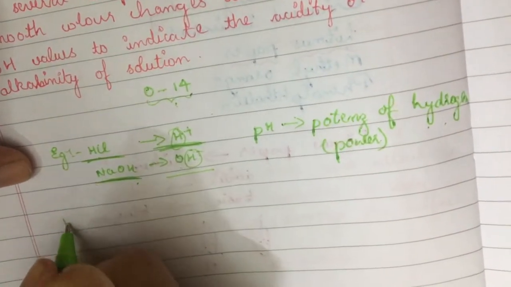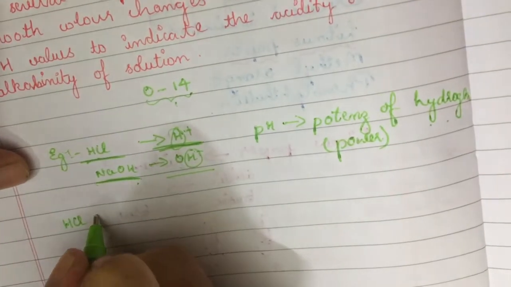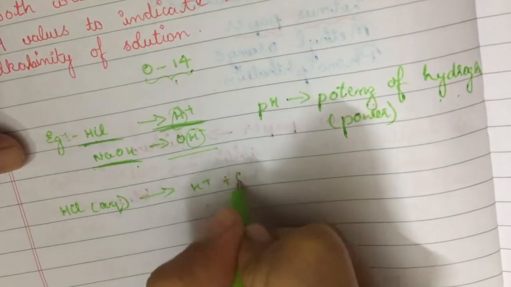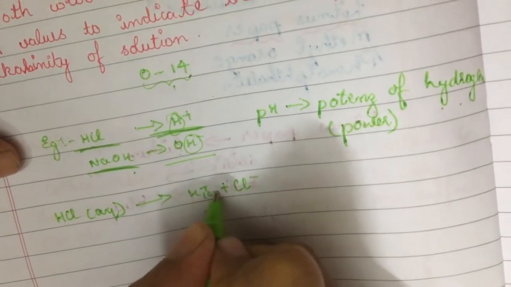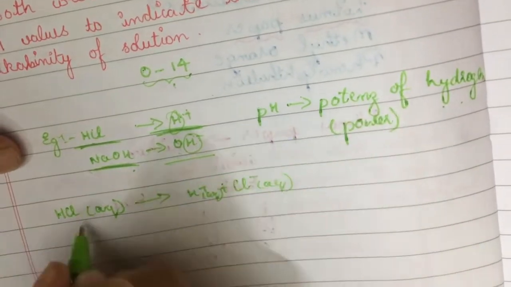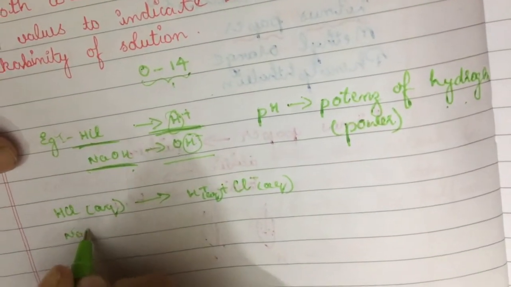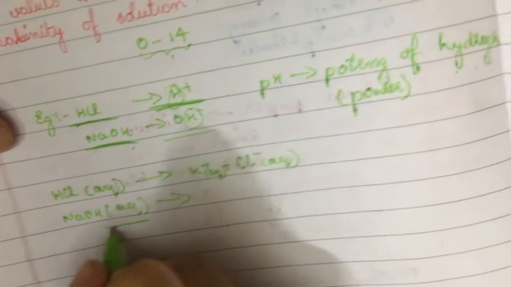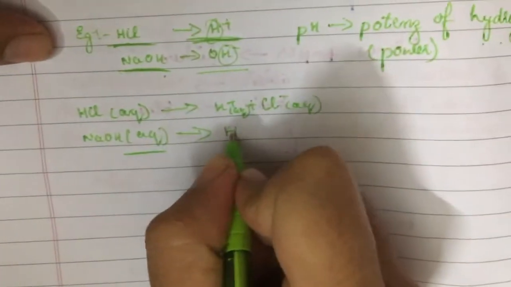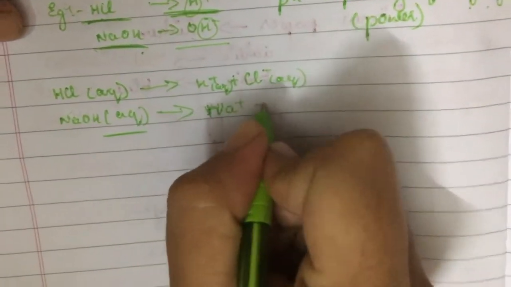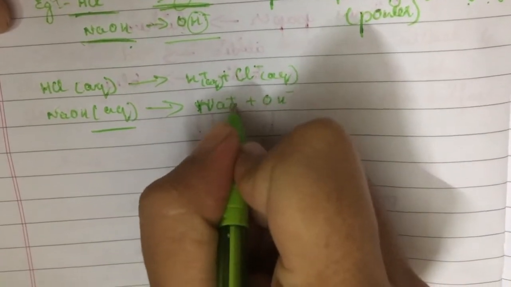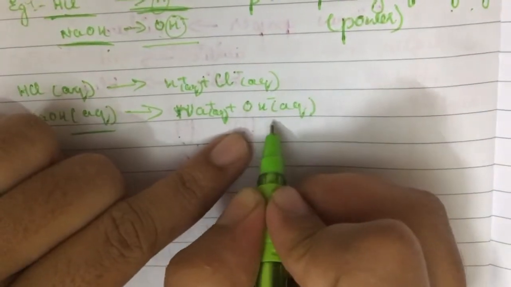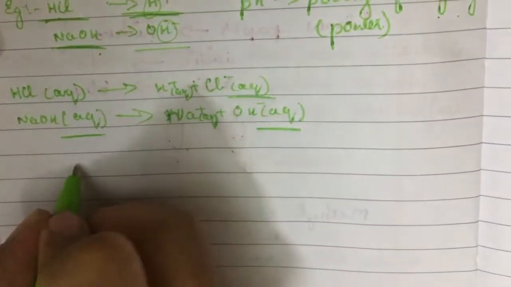And for example, we can take HCl, which is in aqueous state, will produce H plus Cl minus, again in aqueous state. And next is the NaOH, which is also in aqueous state. Aqueous is in water, which will produce Na plus OH minus, which again is in aqueous state. So in both the state is aqueous, that is there is a presence of water.